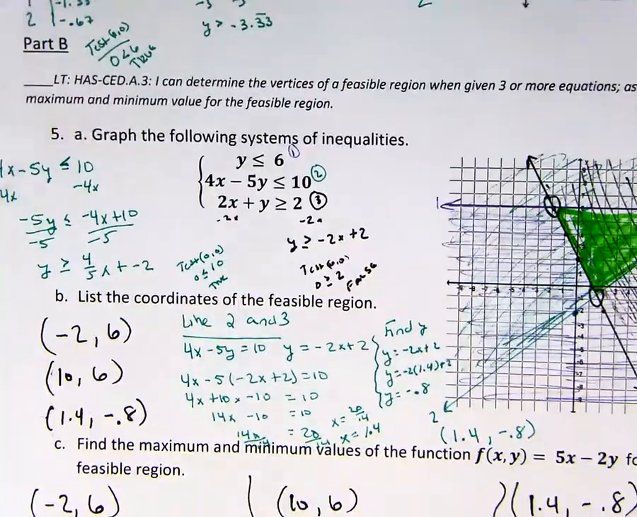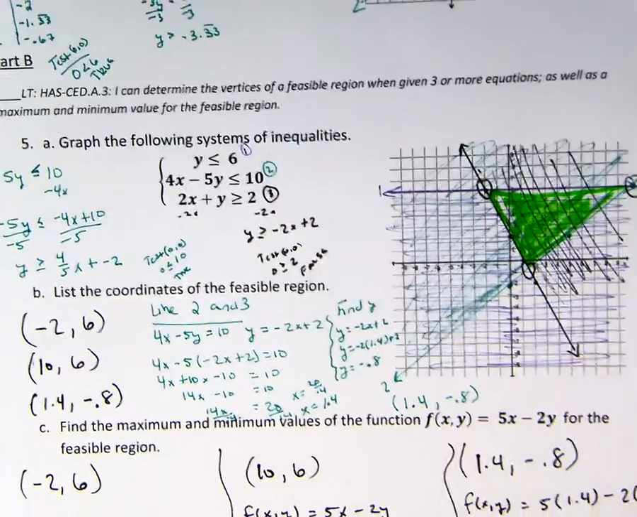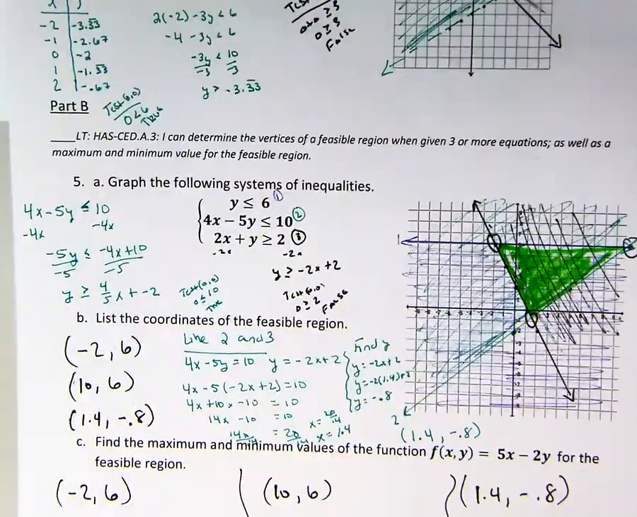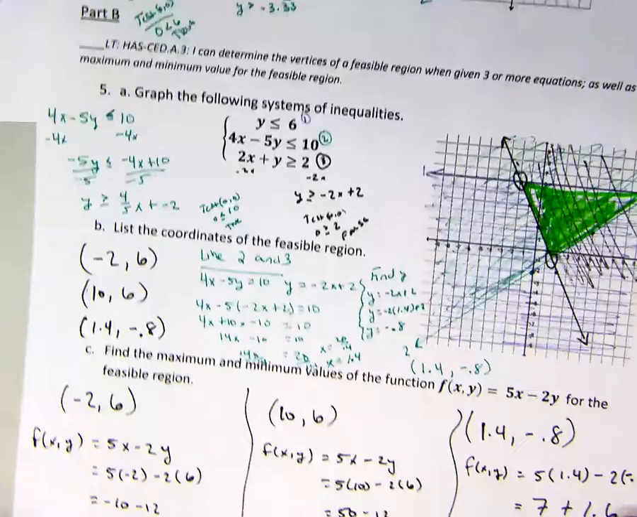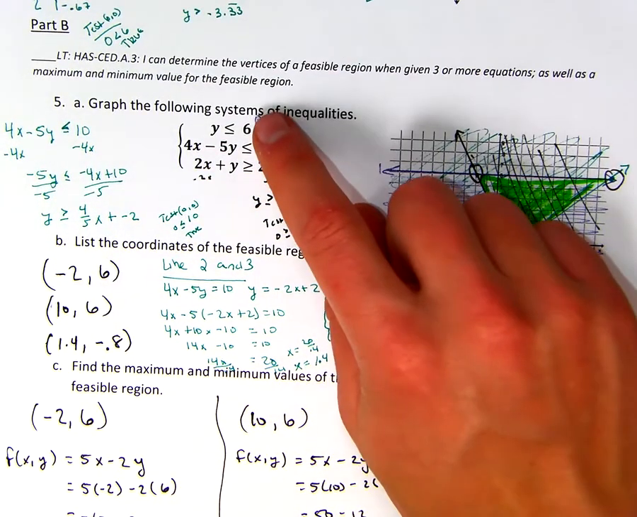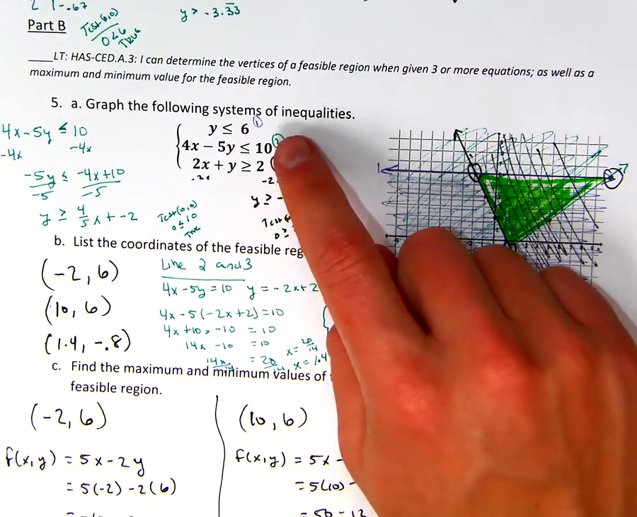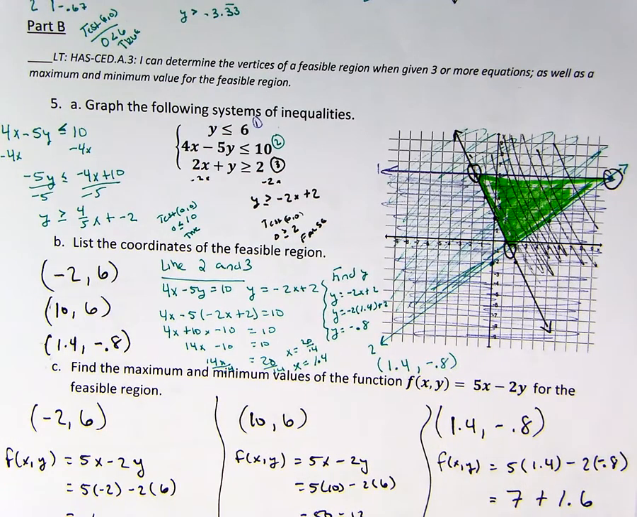Part B of this test is all about, can you basically graph inequalities like this? What you're going to do is each part, there's 3 parts here. Y is less than or equal to 6. 4x minus 5y is less than or equal to 10. 2x plus y is greater than or equal to 2.